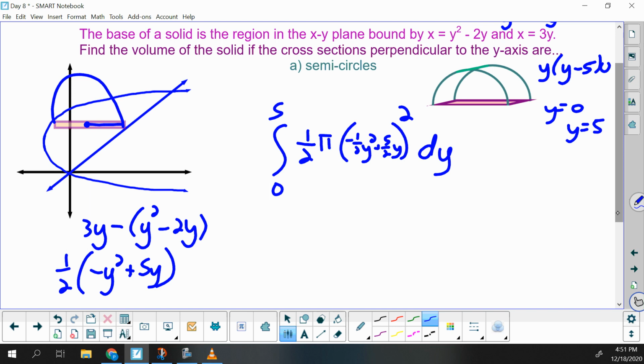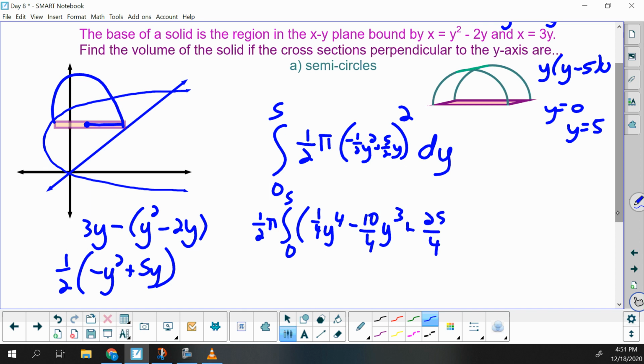We can pull the 1/2 pi out front. And if we multiply that out, we're going to get a 1/4 y to the 4th. The negative 1/2 times the 5/2 will give us negative 5/4. So we'll have two of those, so we'll have negative 10/4 y to the 3rd. And then we'll have plus 25/4 y squared.